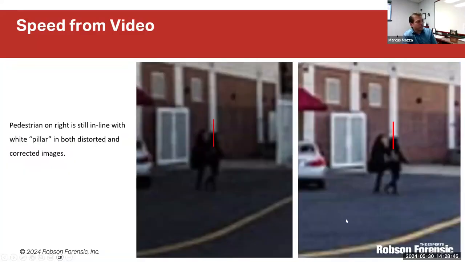If we zoom in, if we were interested in the position of this right pedestrian relative to this concrete column, you can see that the center of her head is still in line with that concrete column, both in the distorted and the undistorted image. Again, when we apply lens correction, it is never going to take the position of this pedestrian and move it left or right relative to this pole. It can't add or delete pixels. It can only stretch and compress pixels.